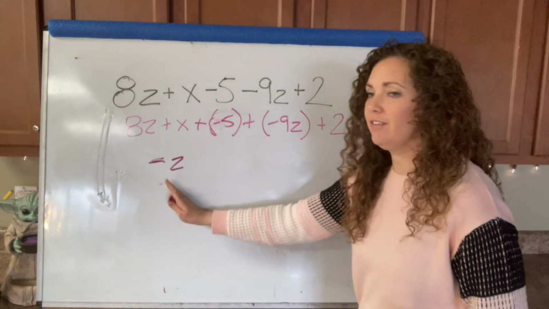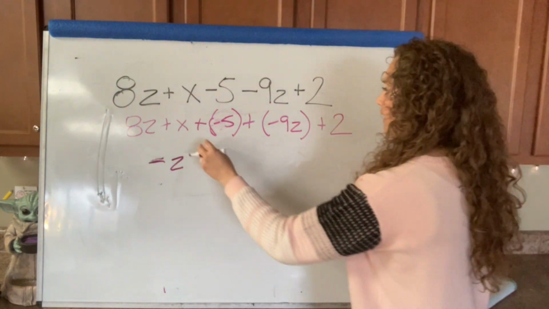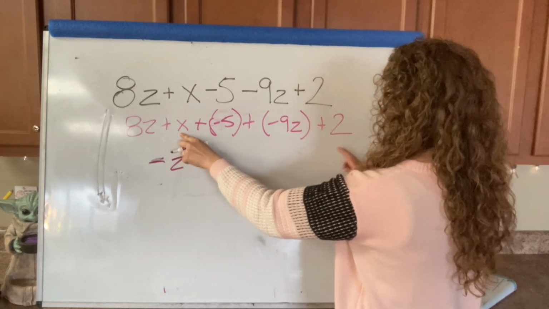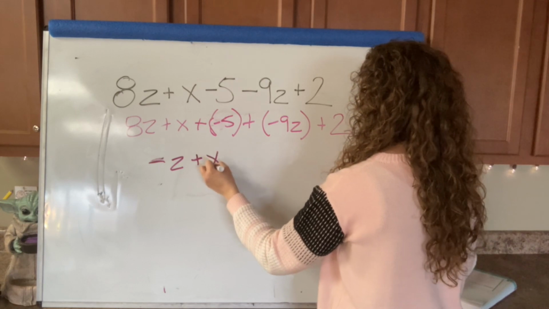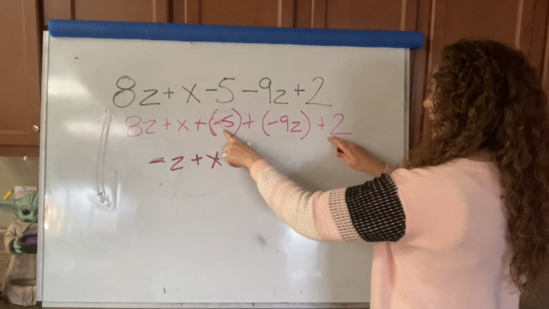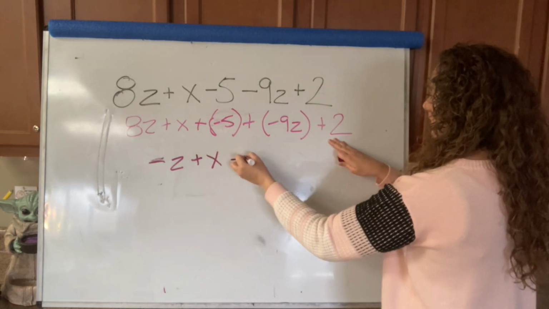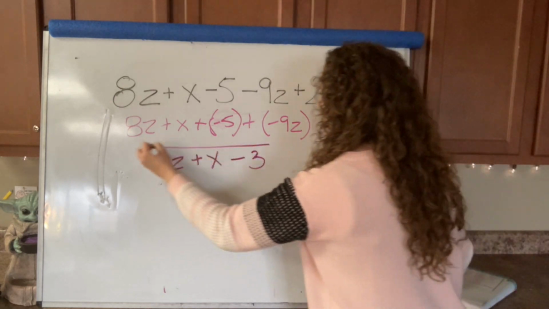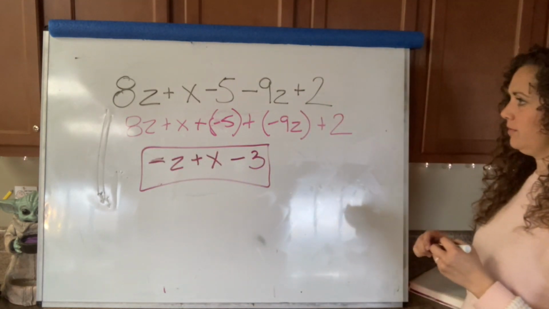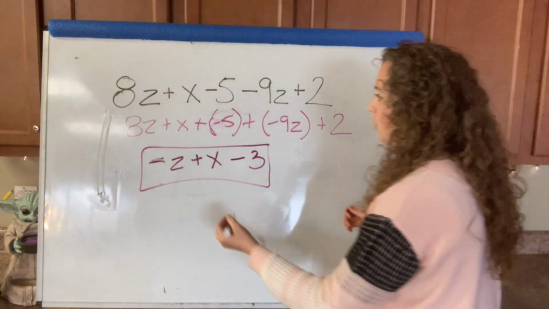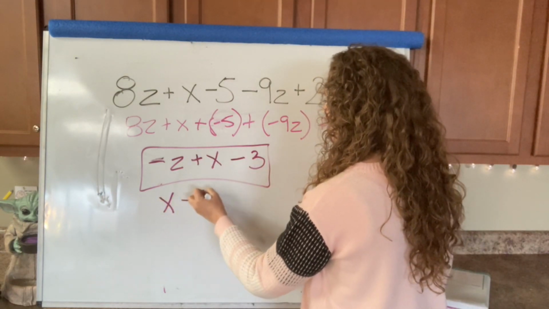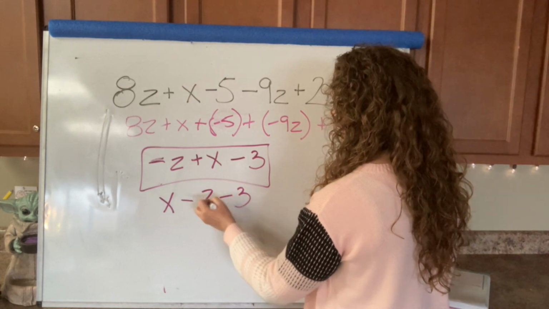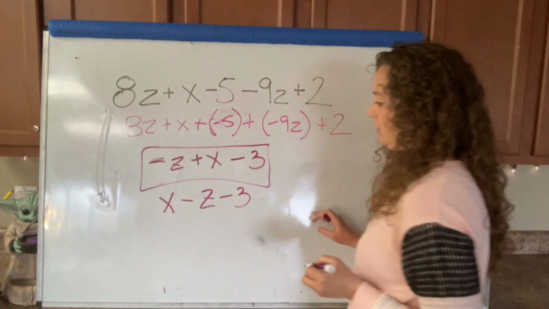Z has an invisible 1 in front of it. And then we have x's. There's no other like terms with the x, so it's just plus x. And then we have a -5 and a 2, so we're going to say -3. And that is our answer. You can also do this in different orders. It could be x minus z minus 3.